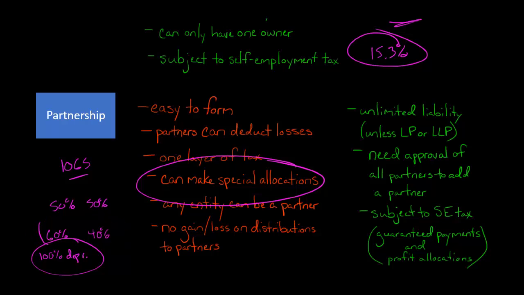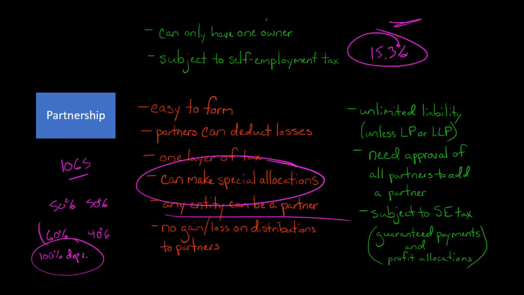Okay, so partnership has this flexibility, and then any entity can be a partner. You could have a C corporation be a partner. That is the distinction from an S corp. An S corp, there's restrictions on who can be a shareholder, who can be an owner, and we'll talk about that next. Now, another nice thing about partnerships, there's not typically a gain or loss on distributions to the partners.